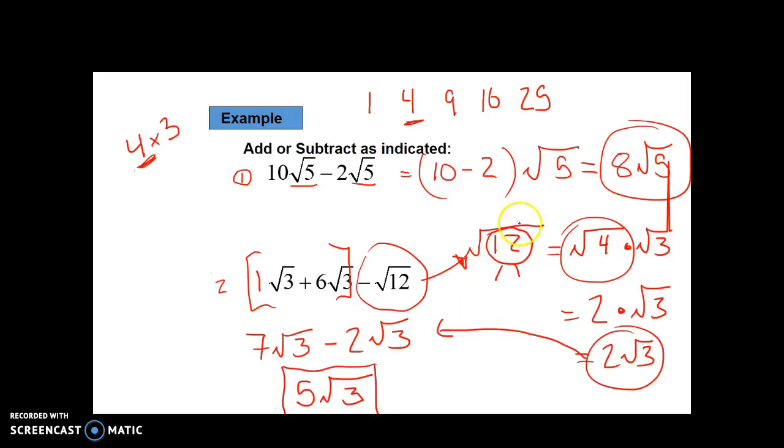Okay? So lots of math geekery stuff there. I'll post a link on how to reduce roots as well if that's kind of new to you.